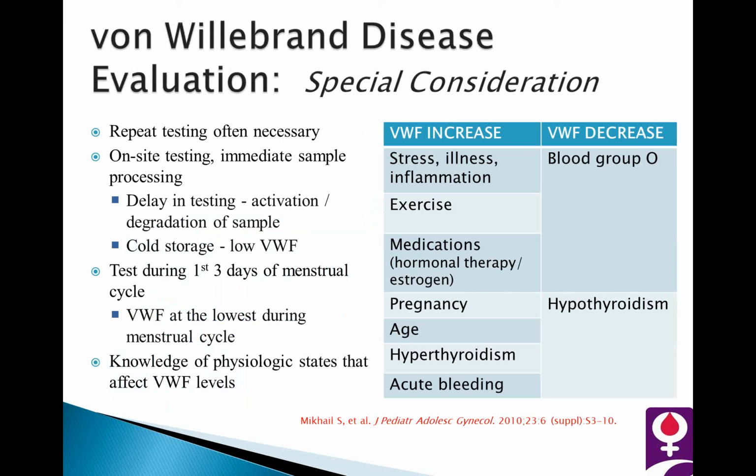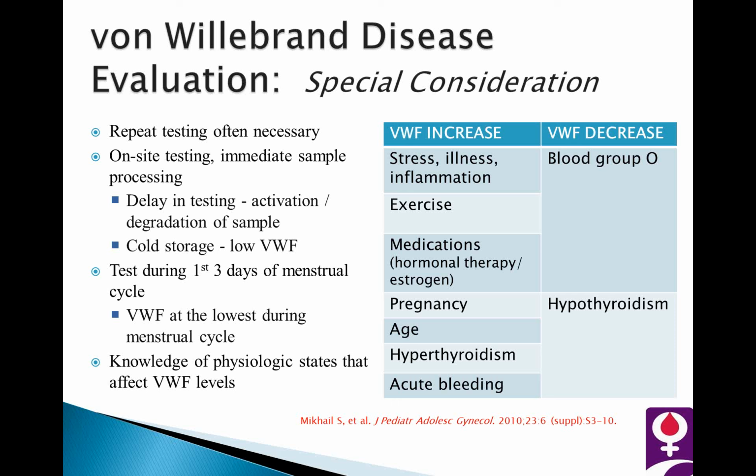There are some special considerations, however, specifically for our von Willebrand disease panel. One of the things we have to think about is that, as we take care of patients presenting to us with heavy menstrual cycles, it's really important to discuss with the family that during a heavy acute bleeding episode, repeat testing may be necessary and is often necessary. Part of this is because in a state of stress, illness, or inflammation, von Willebrand factor can increase. Interestingly, this is a good thing, but exercise can actually force the levels to be higher. Certain medications, hormonal therapies, estrogen, pregnancy, the factors may be increased with age, with hyperthyroid conditions, and of course in the acute bleeding phase.